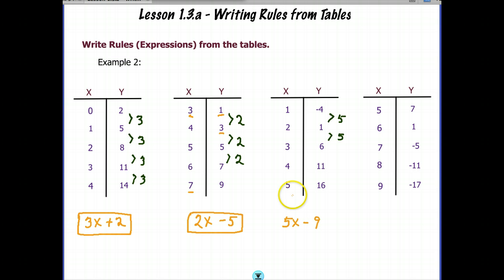But let's make sure, let's test it out with another one. So let's plug in the 4. 5 times 4 is 20, and if we subtract 9, do we get 11? We do. So our rule is 5x minus 9. And let's try the last one. So again, this is a little bit more tricky, but if you want to give it a try and then pause the tape, when you come back, we'll see if you have the same rule as I do.